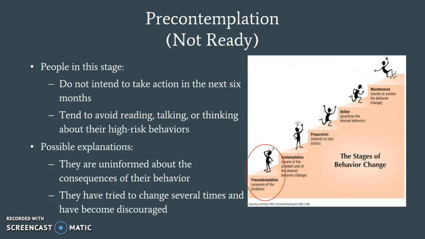So pre-contemplation is when a person is not ready for change. So people in this stage do not tend to take action in the next 6 months, and they tend to avoid reading, talking, or thinking about their high-risk behaviors. So possible explanations for someone being in this stage is that they are uninformed about the consequences of their behavior, or they've tried to change several times and they become discouraged.